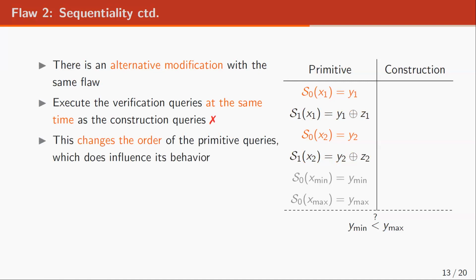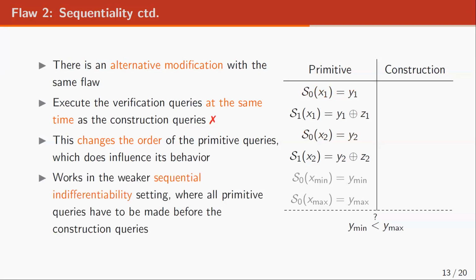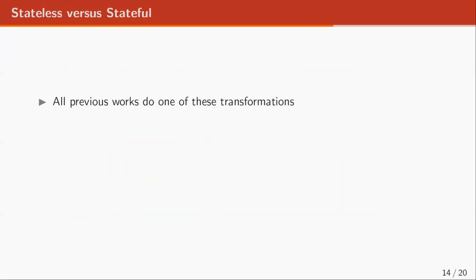But in this case, we have actually changed the order of primitive queries, because we should start with x min and then x max, but now we start with x1 and then x2, and they can be different. So again, a positive note is that this transformation and the previous one do work in the weaker sequential indifferentiability setting, because there all the primitive queries have to be made before the construction queries, and then there's actually not really a problem. And all previous works do one of these transformations, so they are all impacted.